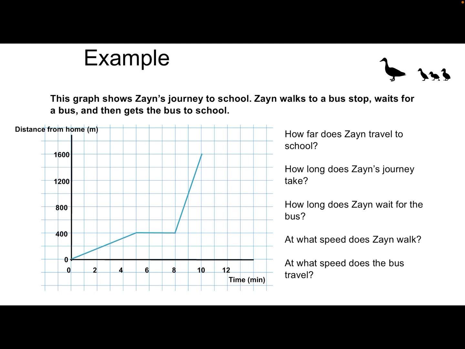So, how far does Zayn travel to school? Well, he started at home and then his total distance that he's travelled is 1,600 metres. If we convert that to kilometres, I think it's safe to say he lives 1.6 kilometres from school. Okay? How long does Zayn's journey take? Well, let's just have a look at how much time. The total journey took 10 minutes.